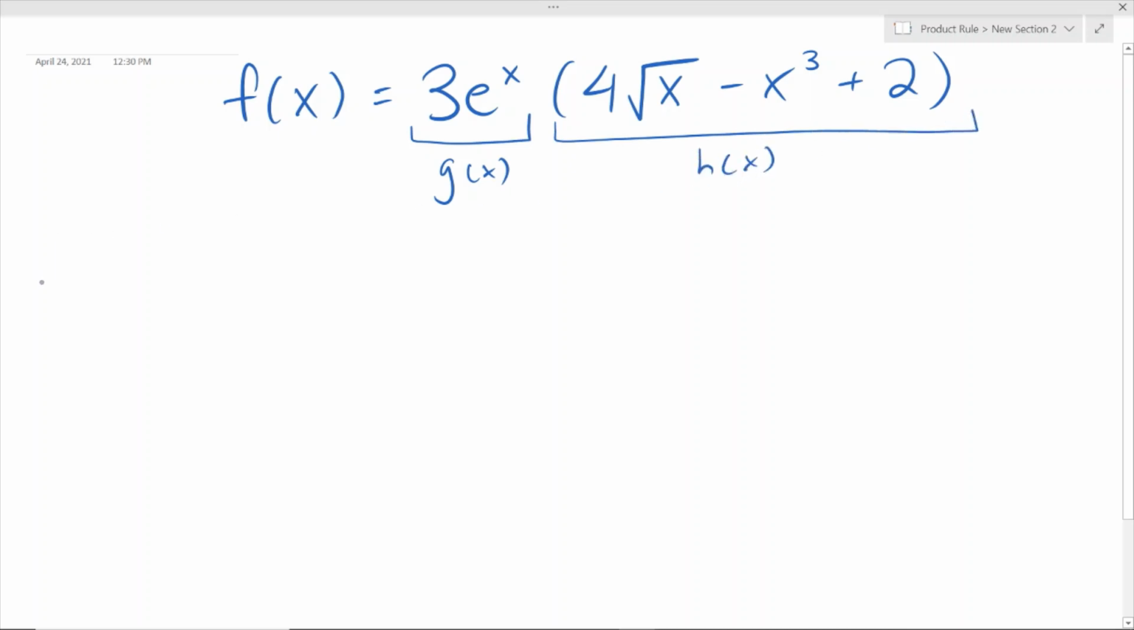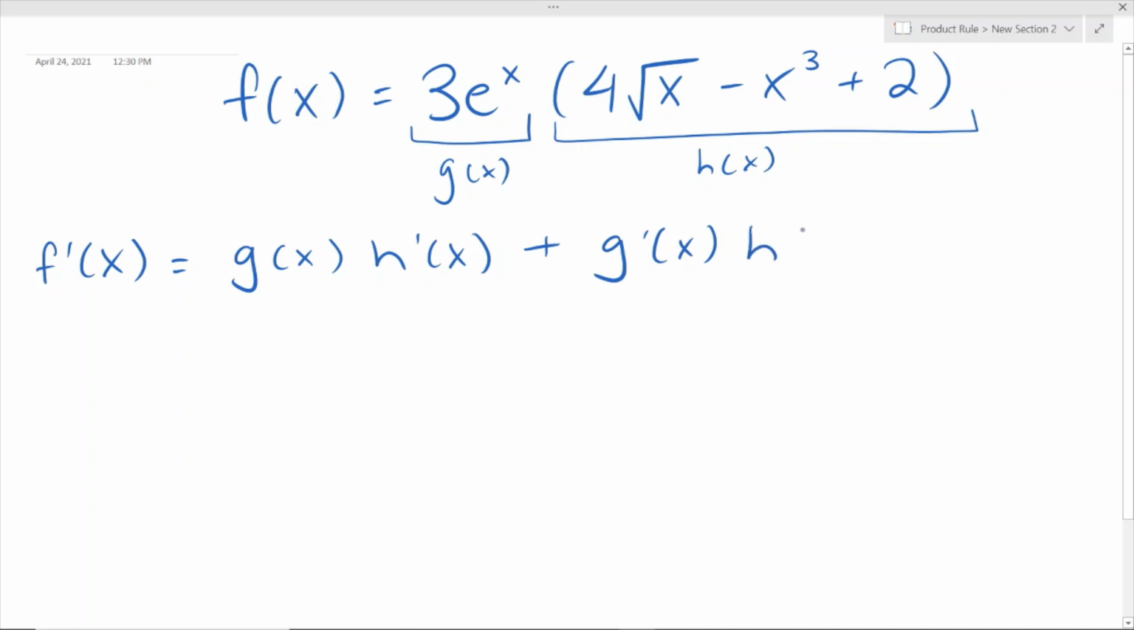Okay, remember to find a derivative f prime of x, it's equal to g of x times h prime of x, the derivative of the second function, plus the derivative of the first one times the second one. So from here we need to find a derivative of g of x and h of x. So finding that, we have to find g prime of x. G prime of x is equal to basically the derivative of 3 times e to the exponent of x.